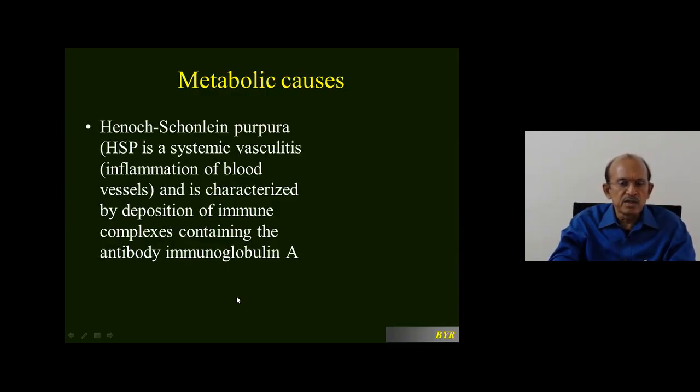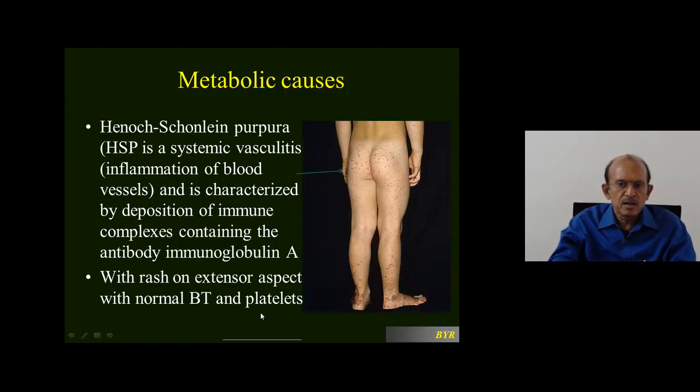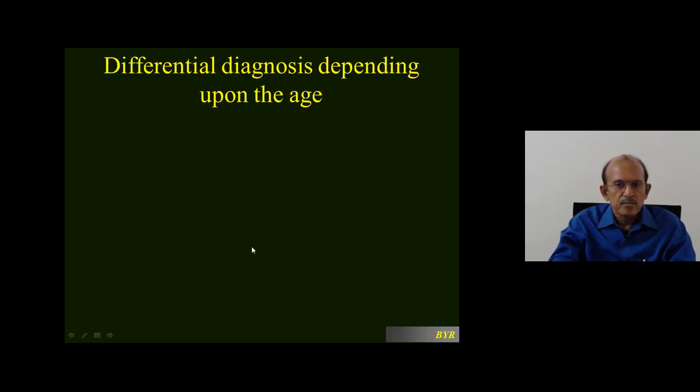This is a systemic vasculitis, which is autoimmune in nature. This produces a rash on extensor aspects with a normal bleeding time and platelets. So you will see this rash. There will be vasculitis and there may be pain in the abdomen. So sometimes you will mistake this Henoch-Schonlein purpura for acute appendicitis. So this is about the differential diagnosis.